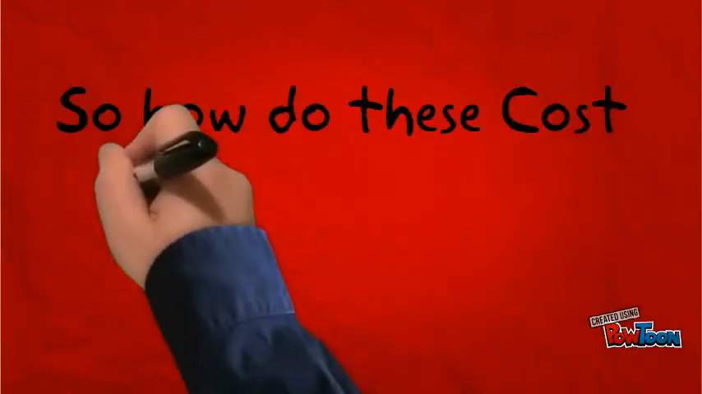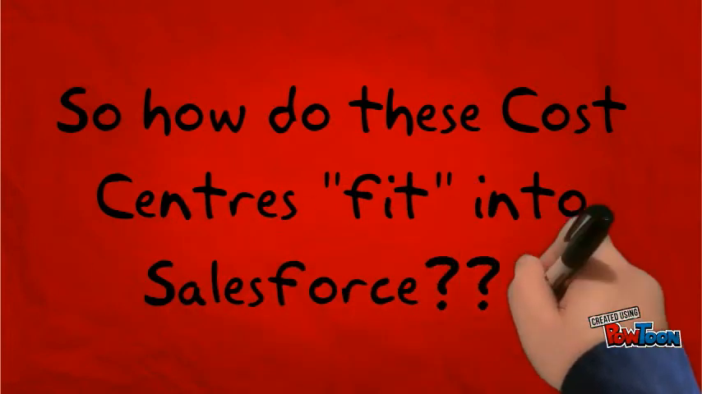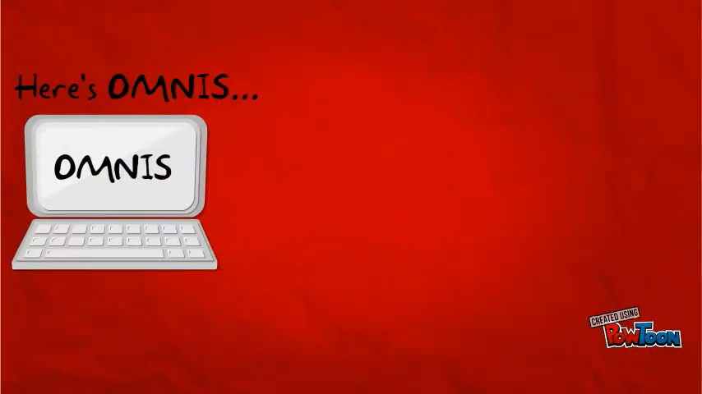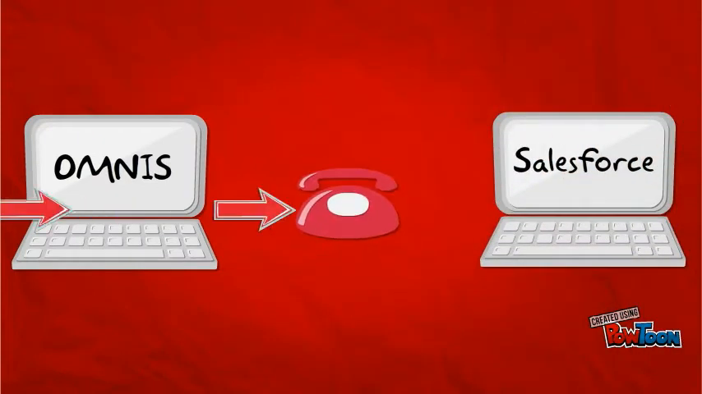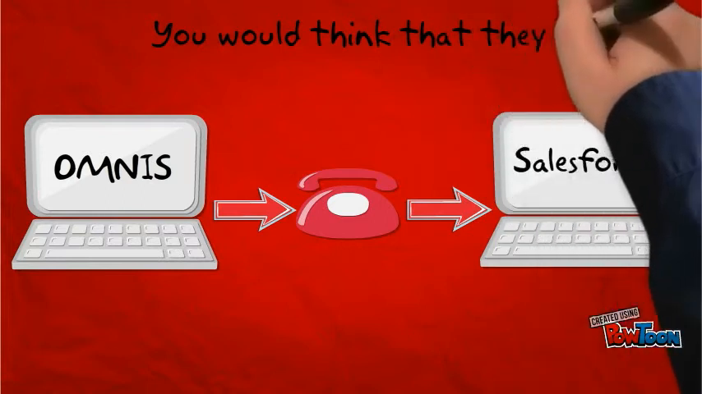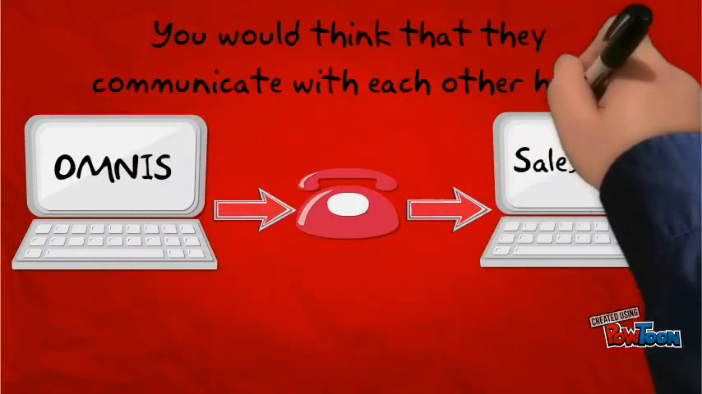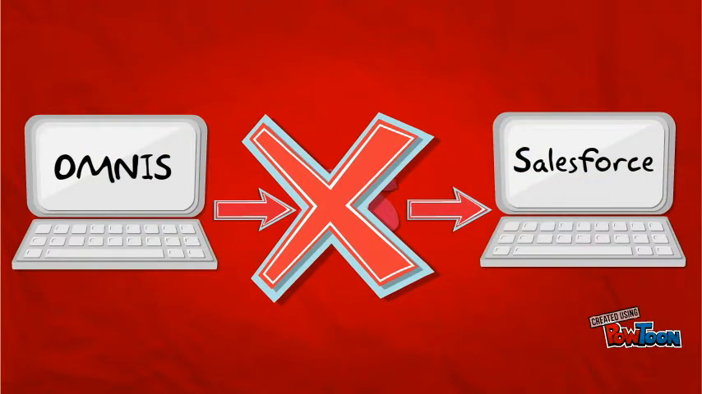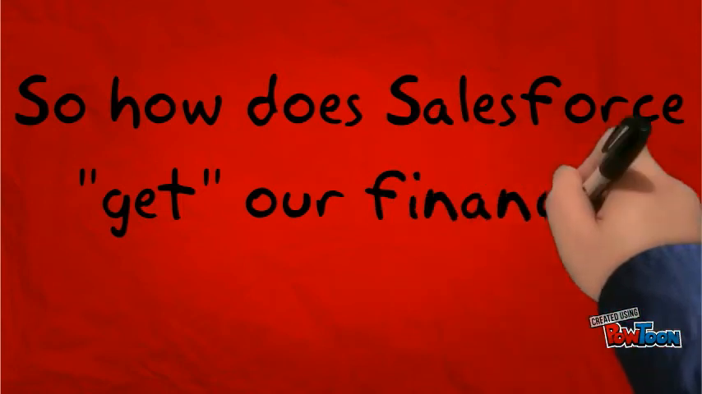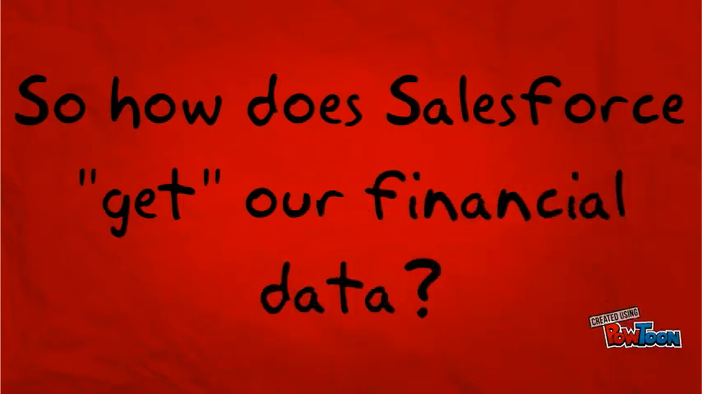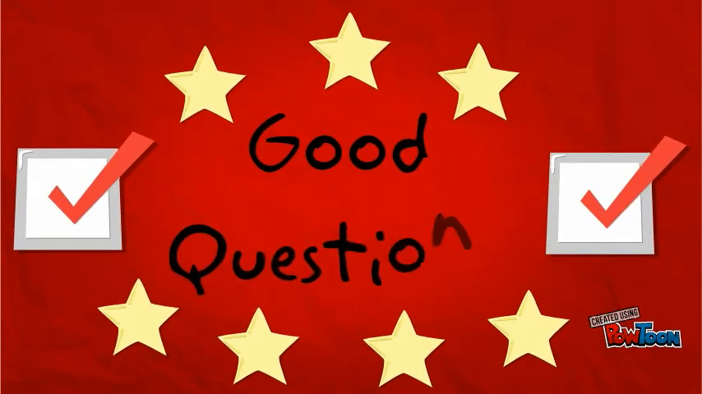So how do these cost centers fit into Salesforce? Here's Omnis. Here's Salesforce. You would think that they communicate with each other, huh? They don't. So how does Salesforce get our financial data? Good question.